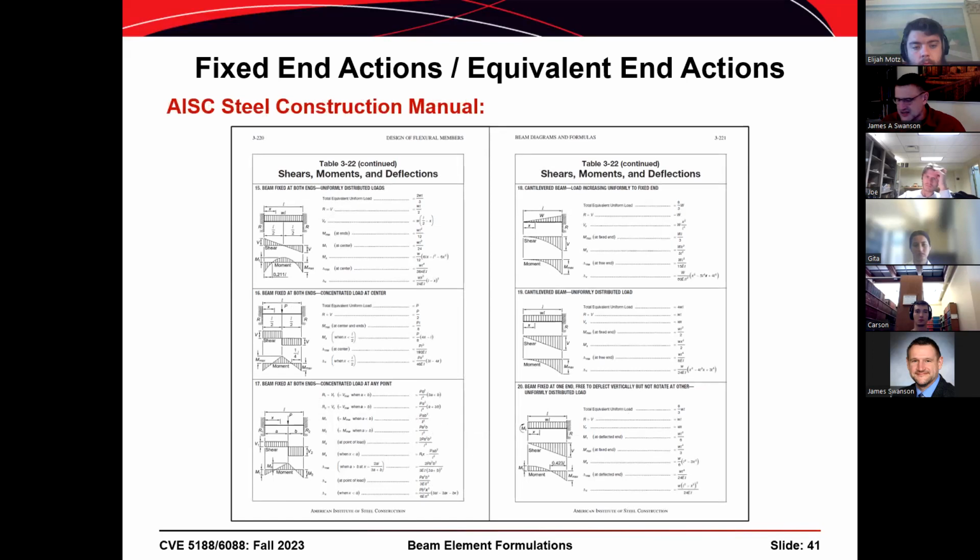One of the resources that I use quite often is the AISC Steel Construction Manual. If you go to the end of chapter 3, the end of the beam section, there are a lot of different formulations for these beams presented. So you just have to be sure you're looking at the right case. Fixed on the left, but on the right, you're looking at cantilever beams instead. So you have to be careful of that.